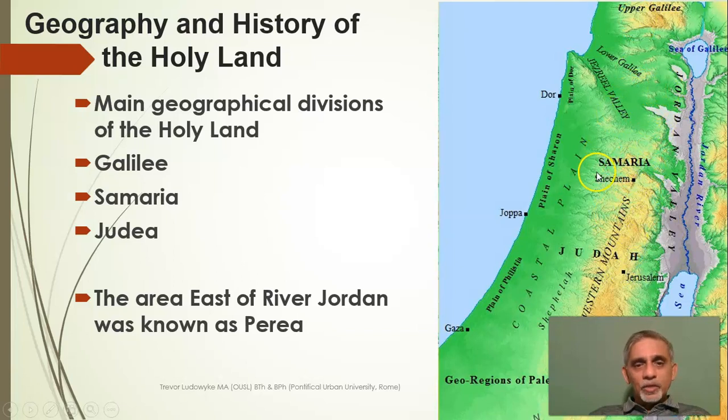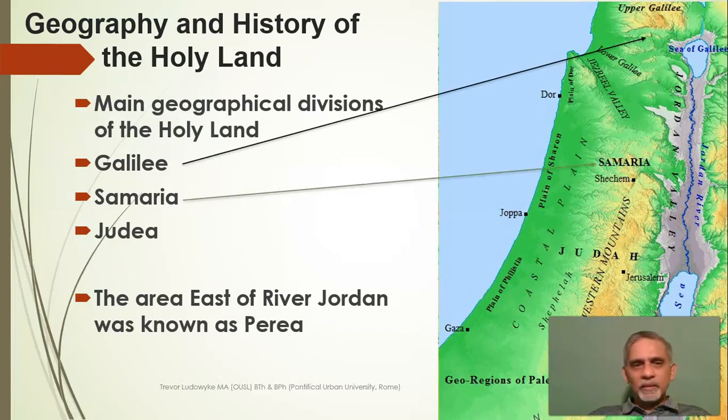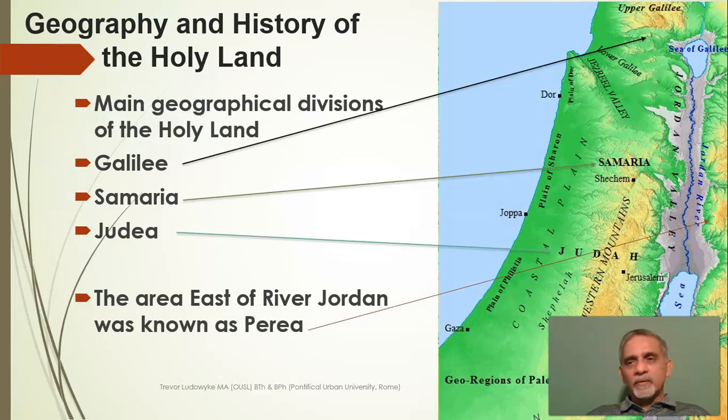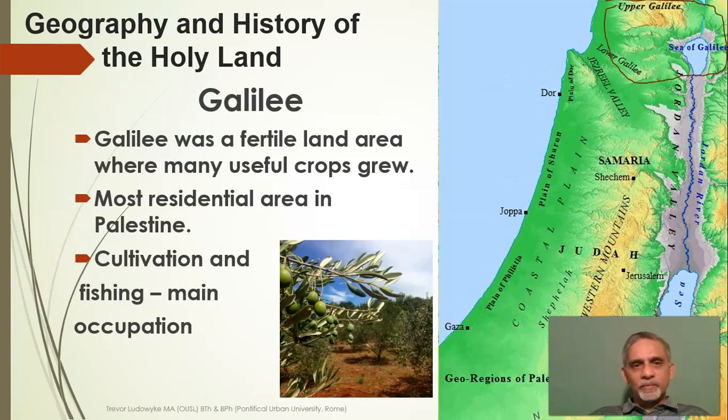So the area east of the River Jordan, you get this River Jordan, and the east of River Jordan, this area was called Perea. Right? And this side is called, of course, the Holy Land, divided into three: Galilee, Samaria and Judea. So we have Upper Galilee there, Samaria in the middle, and Judea. And Perea is on the other side, on the east bank of the Jordan.